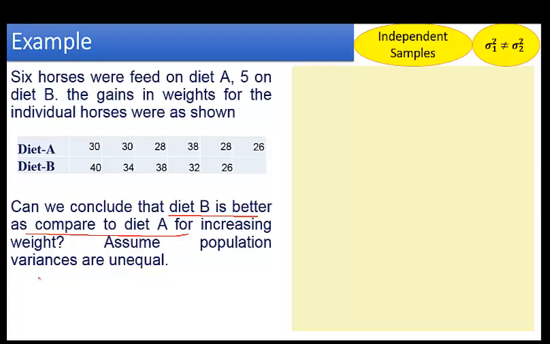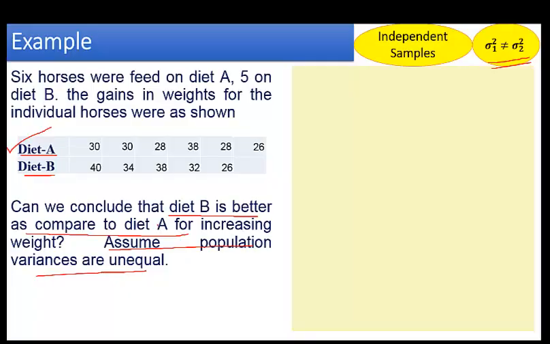After feeding both diet A and B, after a certain period of time, we have noted the gain in weights. And these are the gain in weights, sample diet A and diet B. So as we have already mentioned in this question, assume population variances are unequal. So if this is unequal, it means that this is not a pooled test. So this is a prime test. So we call it a prime test.